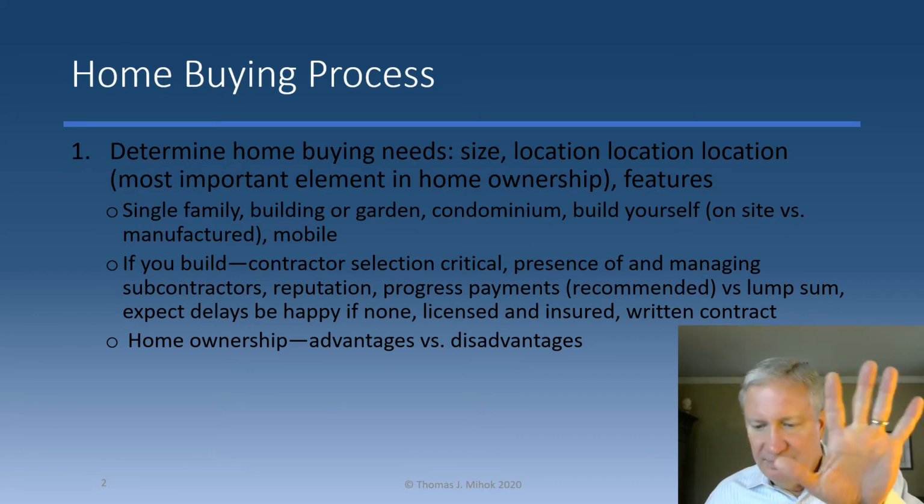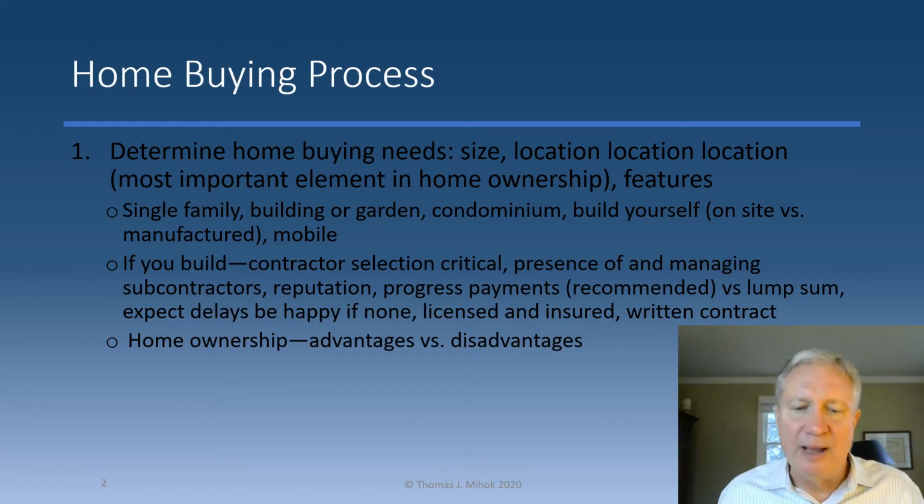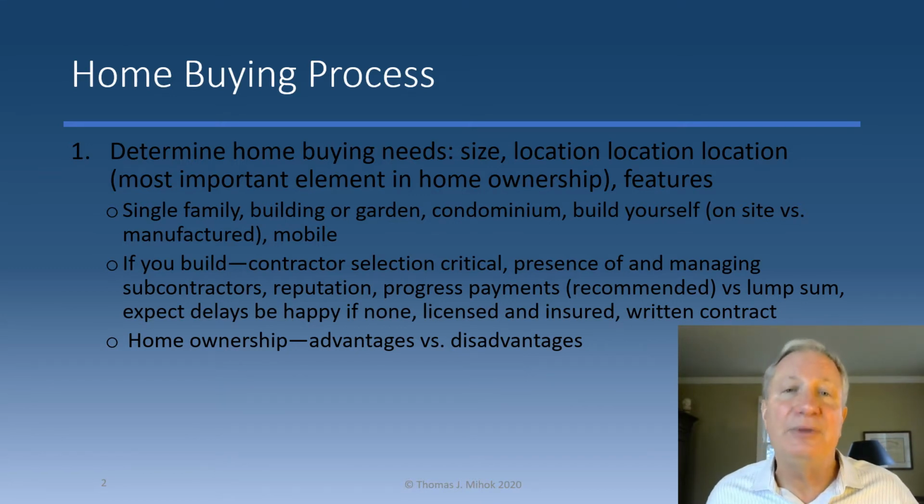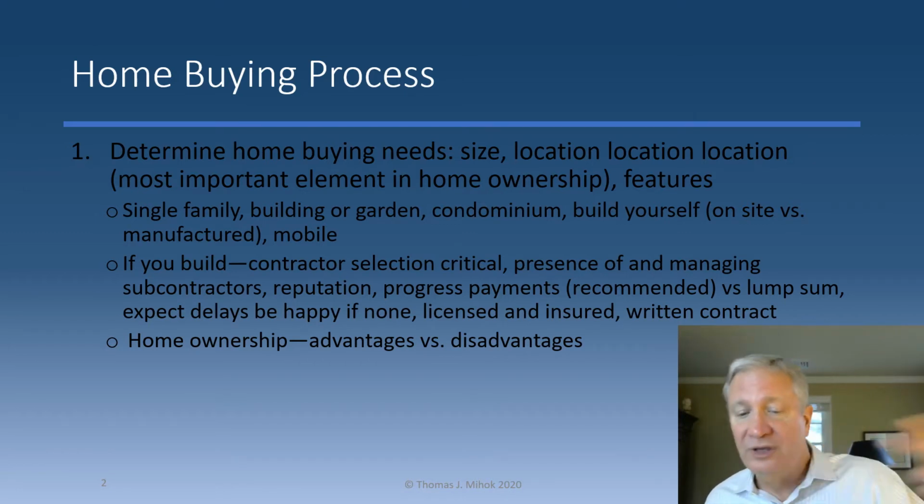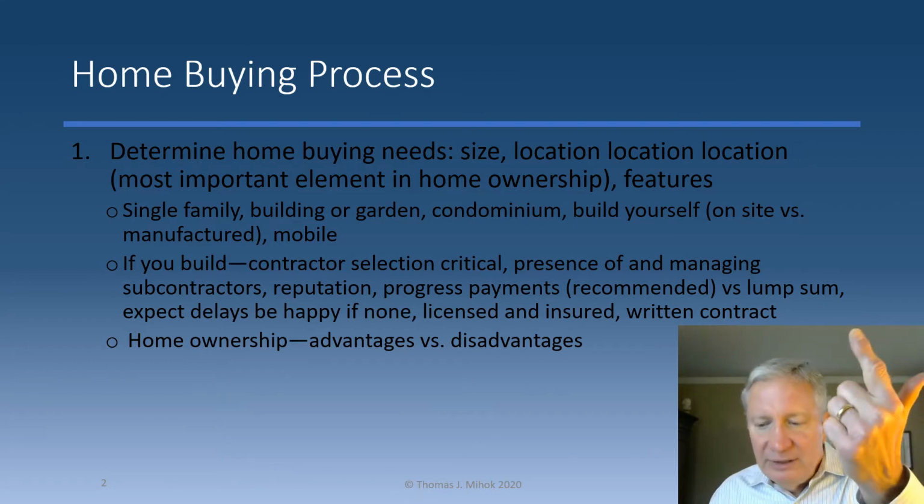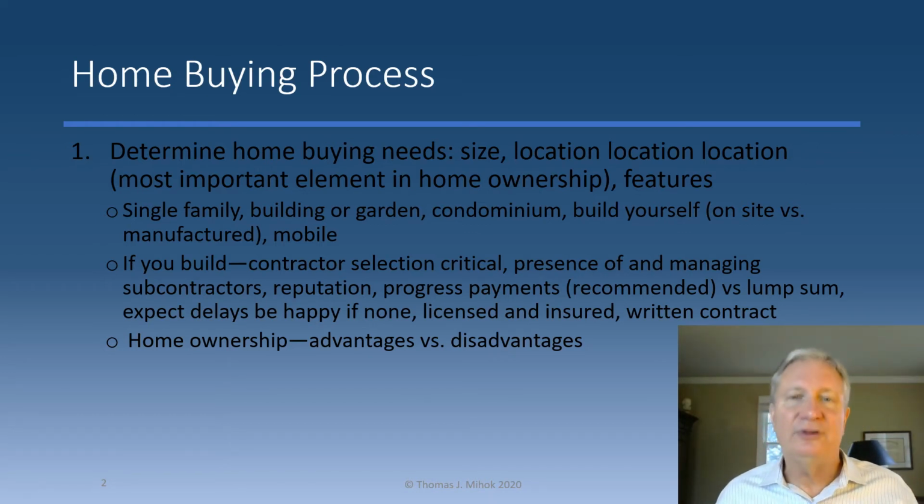First, there are four or five sections in this home buying process. First, determine your home buying needs: the size, location, location, location. I repeated that on purpose because location is probably the most important thing, if not definitely the most important thing, about home ownership. And features: a single family home, a building, or a garden apartment, condominium, a build-yourself on-site home versus a manufactured home.